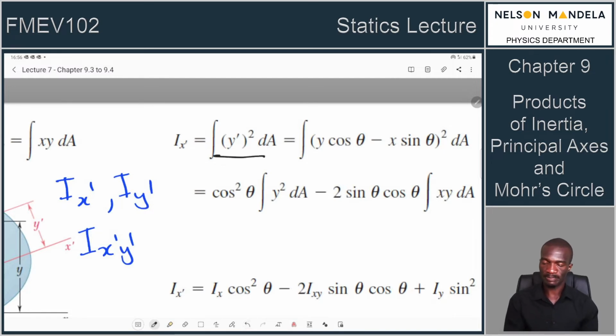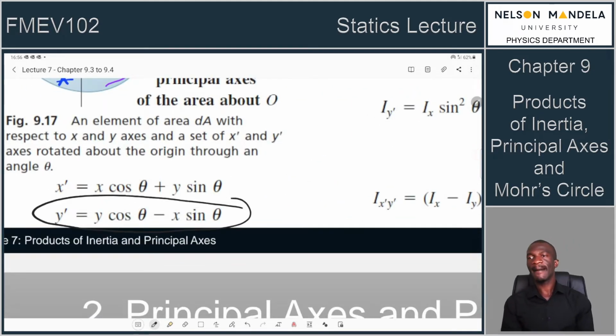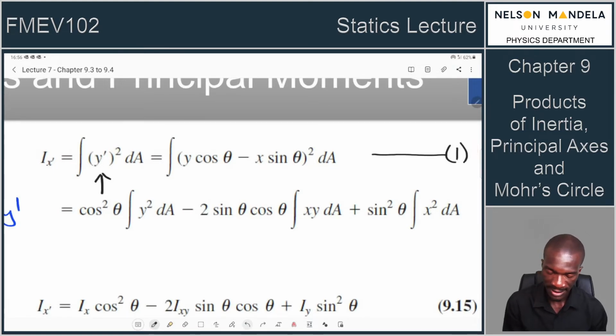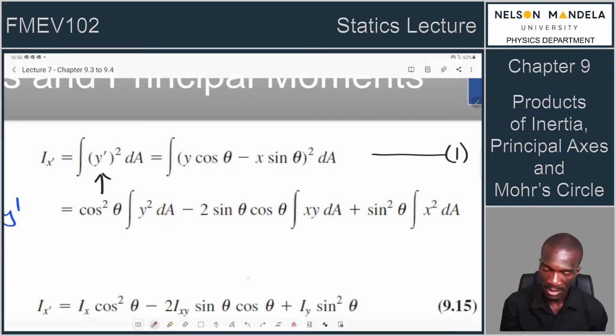I think you know this from the formula. What is y prime? We said y prime is y cos theta minus x sine theta. So we now have our y prime. Let's expand the bracket. We have y squared cos squared theta. That's the first term. The cos squared theta is a constant, so it's outside the integral. The y squared stays inside the integral, so we now have y squared dA. The second term, minus 2xy sine theta cos theta. Sine theta and cos theta are constants, so we can take them out. The xy are still variables, so they are integrated. Then the last term is plus x squared sine squared theta.